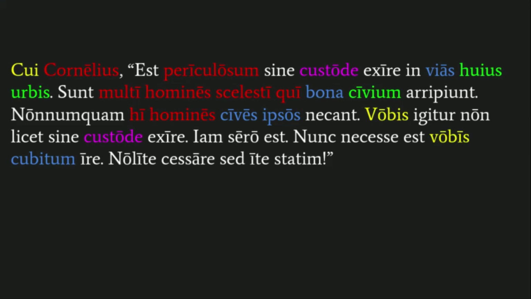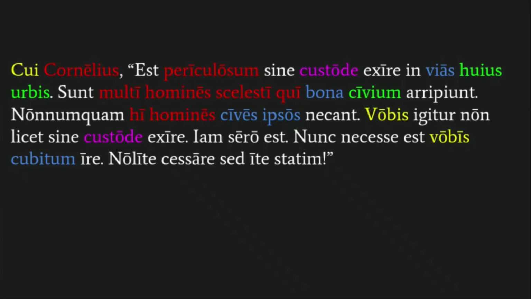So multi homines scelesti qui bona civium rapiunt. There are many wicked men, multi homines scelesti. Homines scelesti, that's our subject. Many wicked men who rapiunt, who grab or take bona, the goods, the stuff, civium, of citizens. It's genitive, so they steal their stuff. Then he says, nonnumquam hi homines cives ipsos necant. So he says, sometimes, nonnumquam, these men even kill citizens, kill citizens themselves.